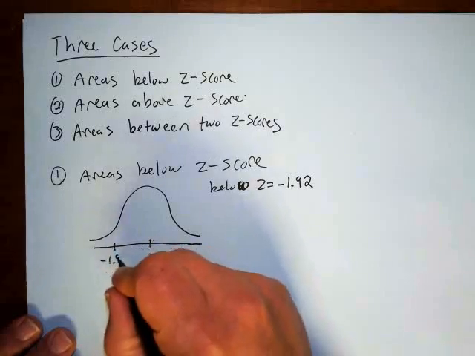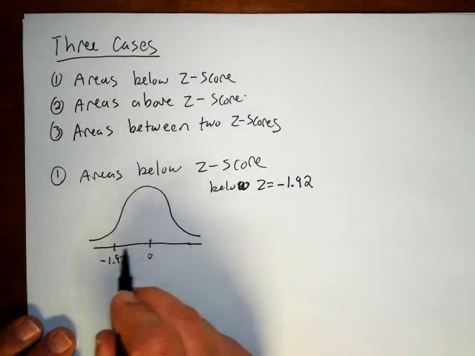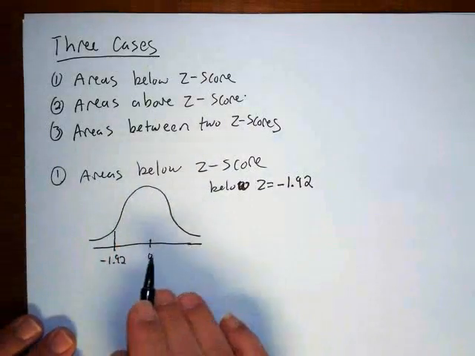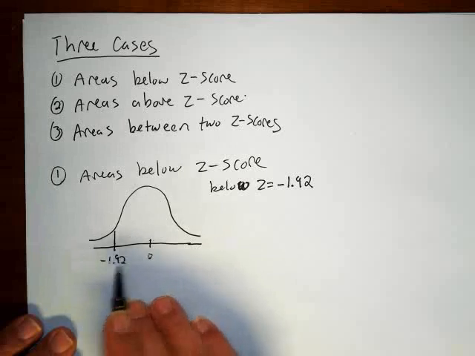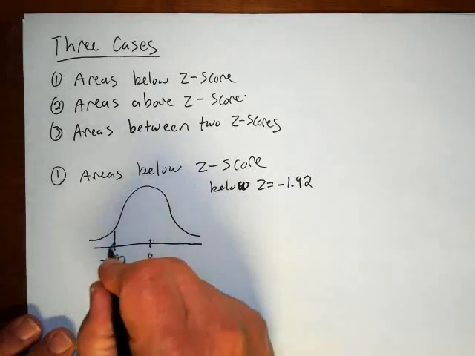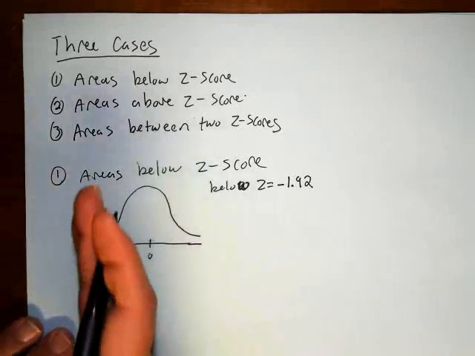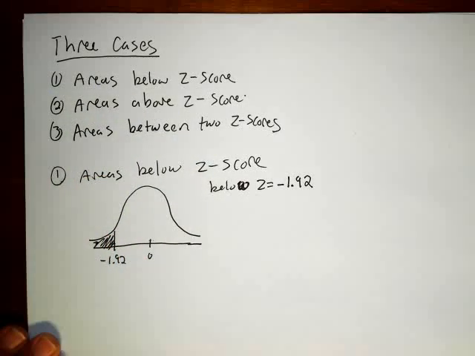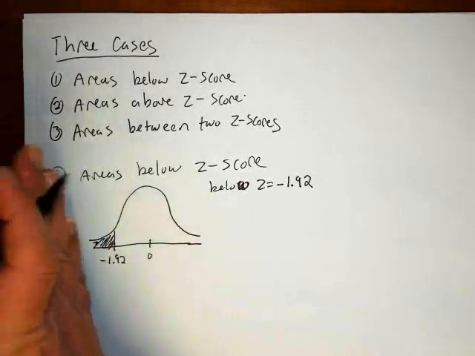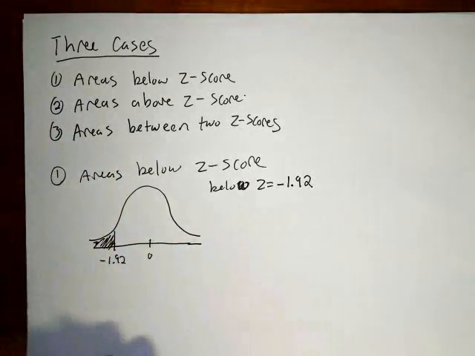It doesn't have to be perfect, but this would be like a little less than 2 standard deviations out. And it's going to be on the negative side of 0 because it's a negative z-score. And then I want the area below. So when I say below, I mean this area to the left. It would have z-scores that are less than negative 1.92 further down.